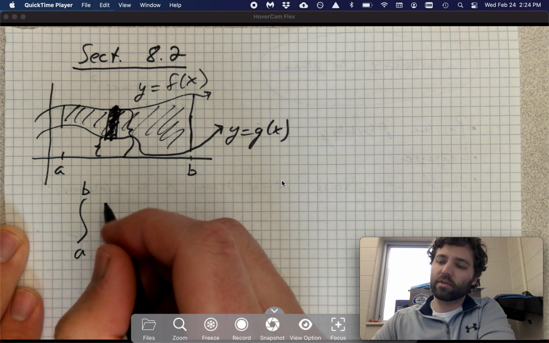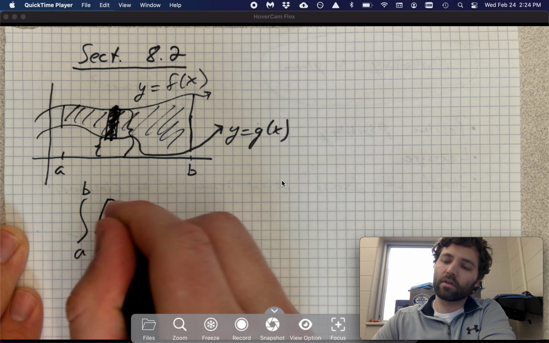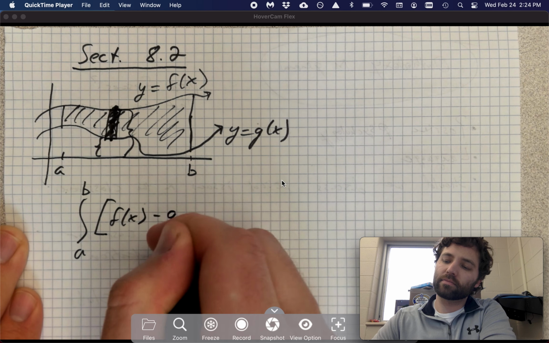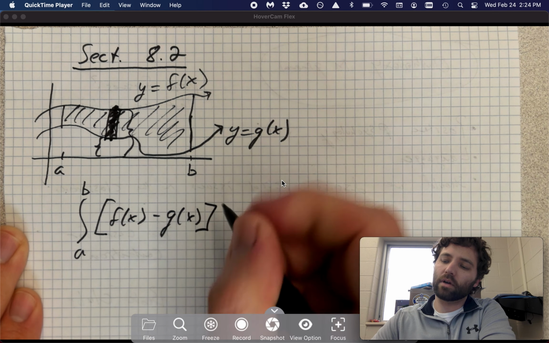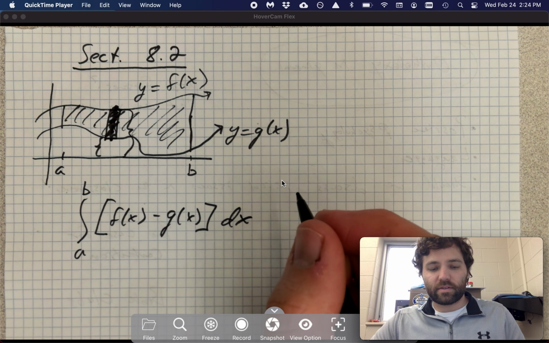It would be the integral from a to b of f of x minus g of x, all with respect to x. And so that is the general setup.